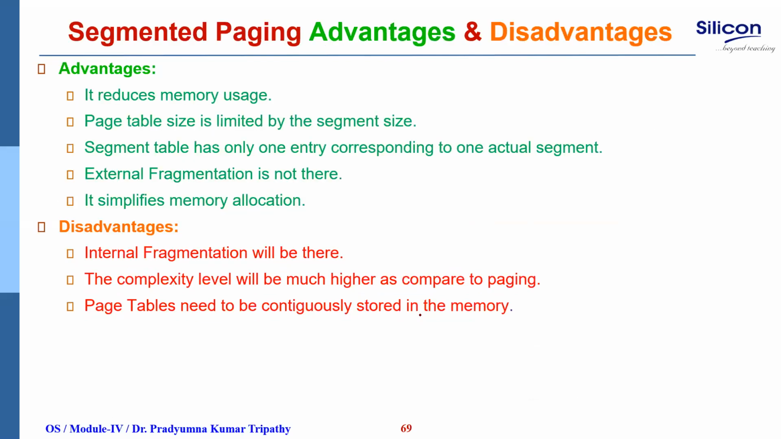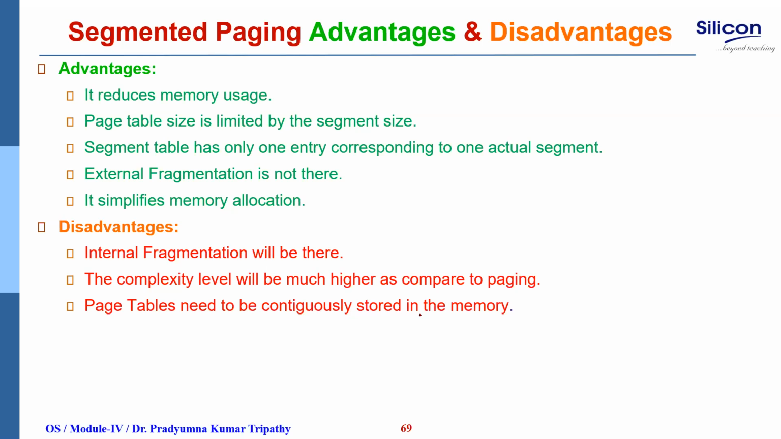So these are the advantages of segmented paging. Because we are taking the advantages of both paging and segmentation, it reduces the memory use. Page table size is limited by the segment size. The segment table has only one entry corresponding to one actual segment, because in the segment table, for every segment there is one entry, and for one segment I may have multiple pages, which will have one page table again. So external fragmentation doesn't occur, and it simplifies the memory allocation.